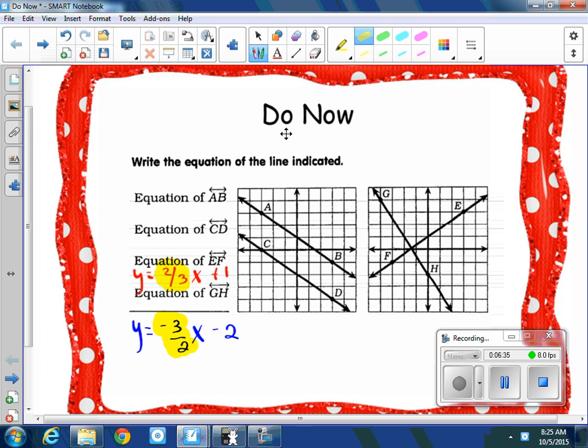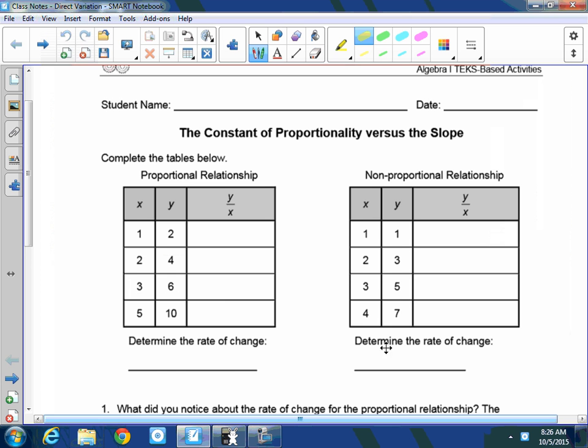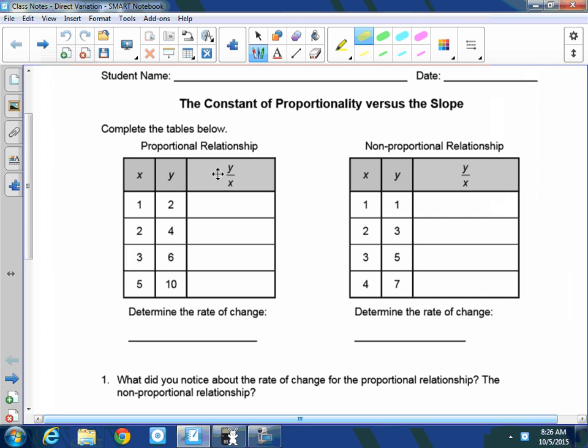Okay? All right, so let's go to today's work. So the first thing that we're going to do is we're going to go ahead and real quick find out if it's a proportional relationship or a non-proportional relationship. You should have done this last year in 7th grade, okay? So it should be like a little review. And if you don't remember, I'll probably do a few and you'll be good.